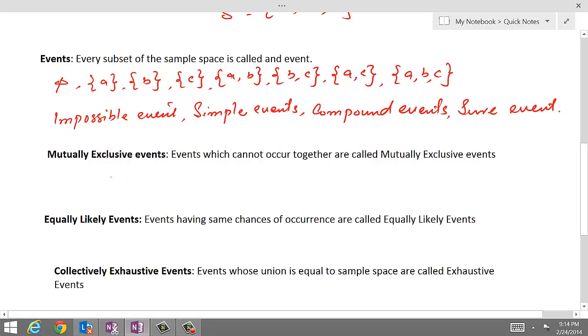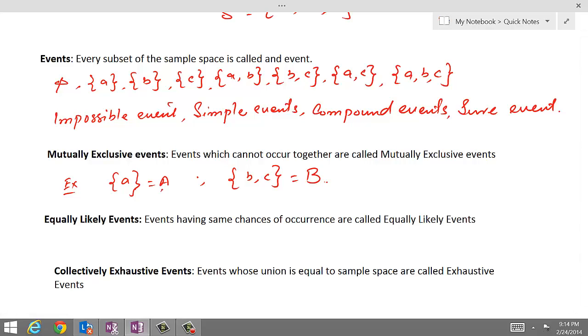For example, if you take the event, say A, which means that when you throw a dice, the face A will turn up, and the event, let's name it capital A, and there is another event, let's say BC, that is equal to set B. Now events A and B cannot occur together. Event A says that face A will come up. Event B says that B or C will come up. So if B occurs, then A cannot occur, and if A occurs, then B cannot occur.